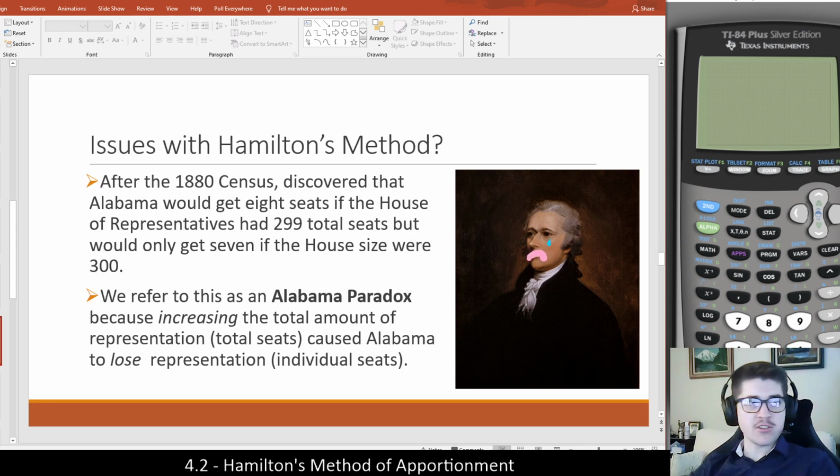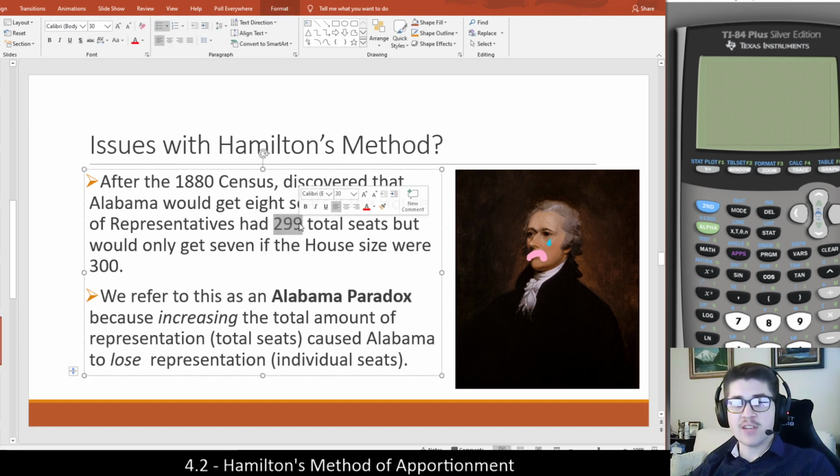But basically, one of the issues with Hamilton's method, let's just look at a historical example. After the 1880 census, they discovered that Alabama would get 8 seats if the House of Representatives had 299 total seats, but would only get 7 seats if the House size was increased to 300. So, cutting to the chase, let's say they were trying to change the size of the House, or determine what would happen using various different numbers of seats. What they noticed is there was a particular paradox that occurred, and it would obviously be a problem.